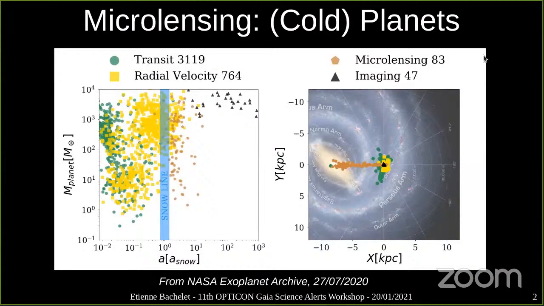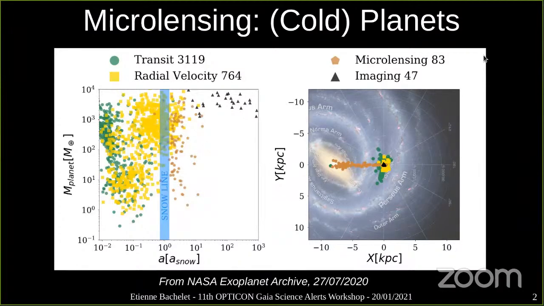And why is microlensing planet detection interesting? Here I describe two main reasons, in my opinion. On the left graph, you see planetary mass versus distance to the host normalized by the snow line. We can see that transit and radial velocity have made a good census of the distribution of planets orbiting inside the snow line, which we refer to as hot planets.